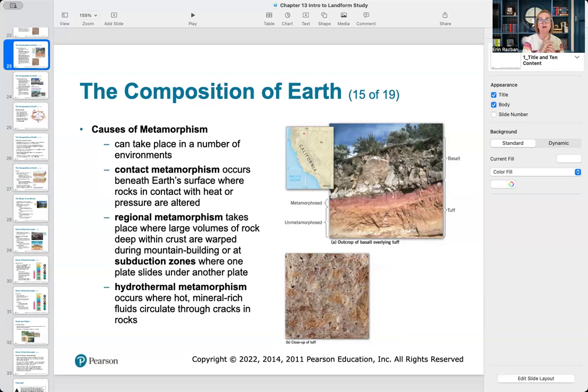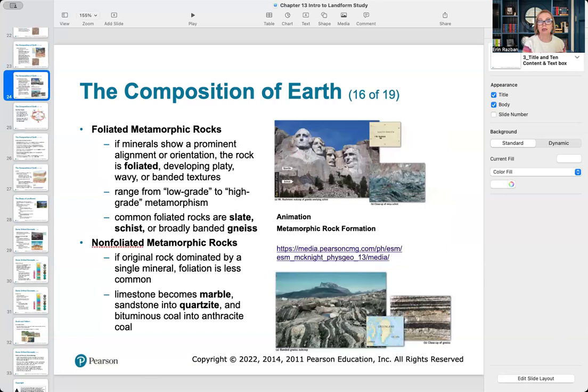Then we also have regional metamorphism. This affects large volumes of rock subjected to the enormous heat and pressure found deep within mountain ranges or along tectonic plate boundaries. Metamorphic rocks are classified as, the first one is foliated or non-foliated.